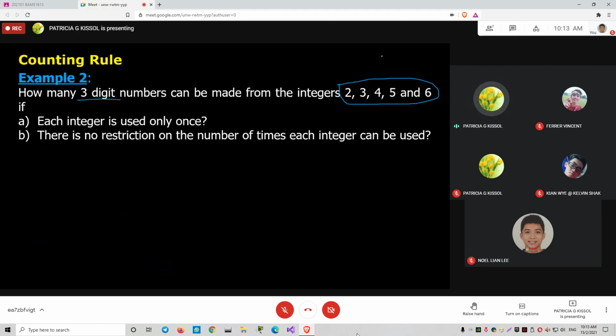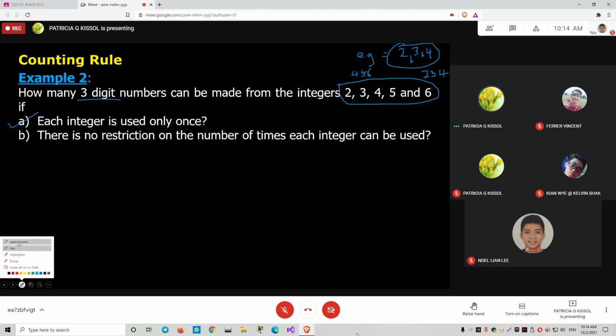You can visualize it with an example. I want to take the numbers 2, 3, 4. It's 3 digits. Another example could be 4, 5, 6. But for part A, there is a condition. The condition is how many 3-digit numbers can be made if each integer is only used once. That means once I've used the number 2, I cannot use it anymore.